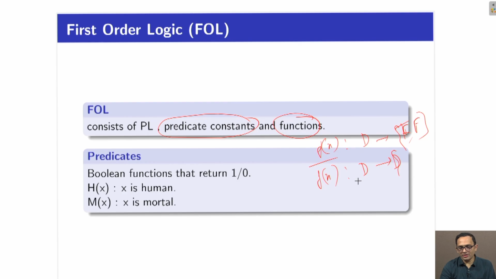And this domain can be anything: it can be the set of natural numbers, the set of real numbers, the set of human beings, human names and so on. So, in first order logic you also have these things and you also have the quantifier.